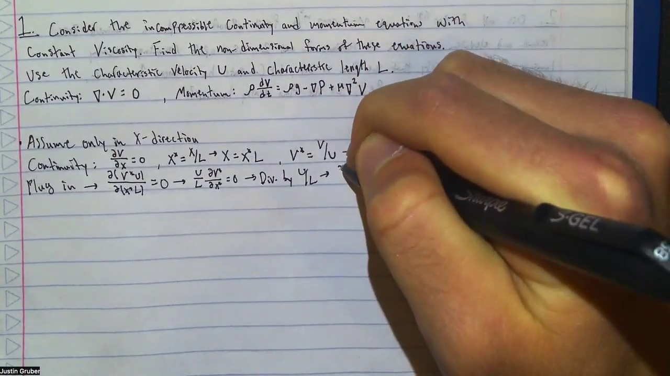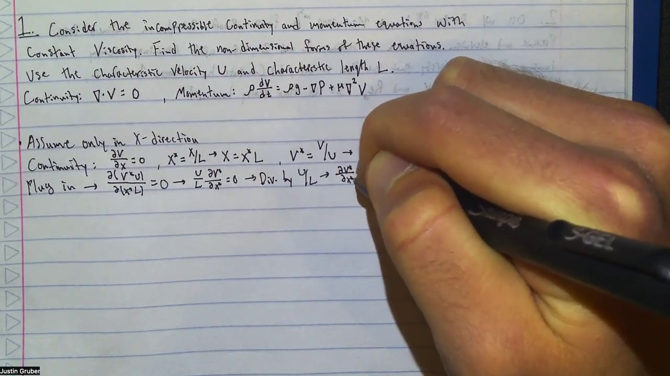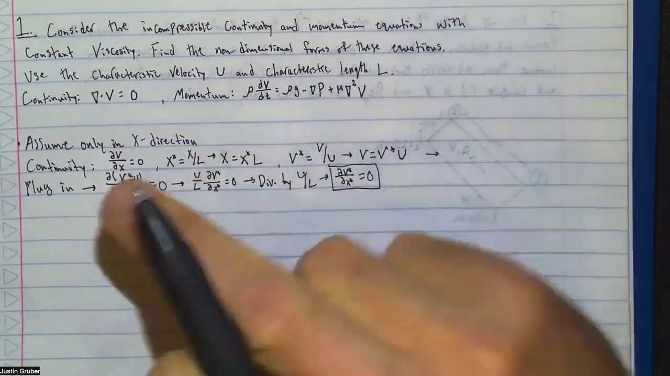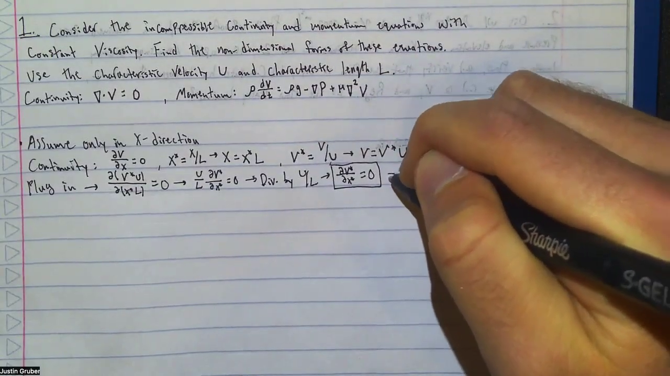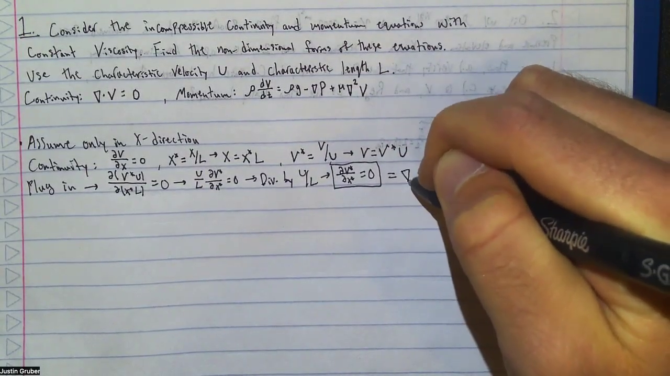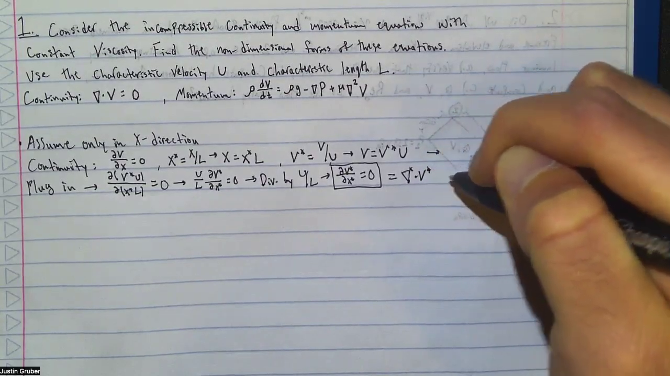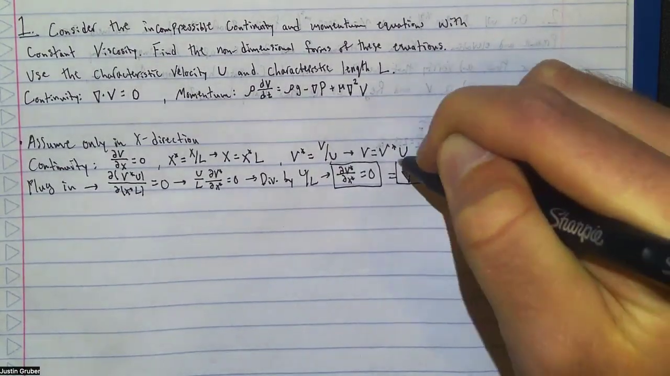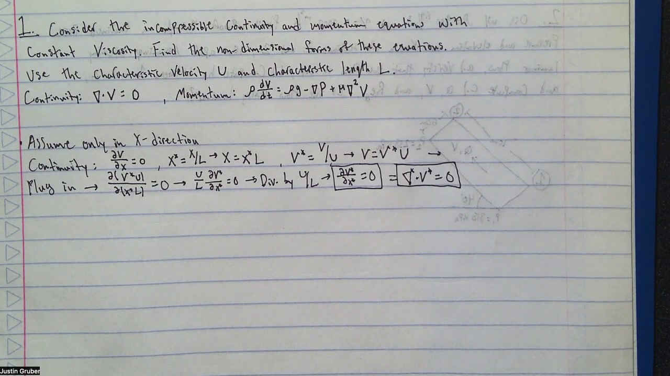So we're left with partial v star over partial x star equals 0. We can also rewrite this in terms of the general form, gradient star dot v star equals 0. Cool. Like I said, the first one is not really all that special or fun.